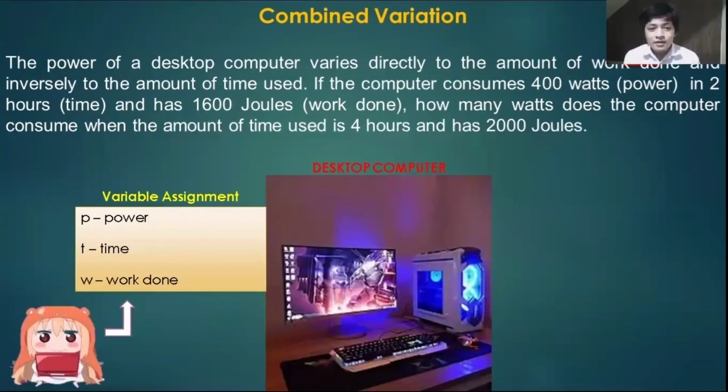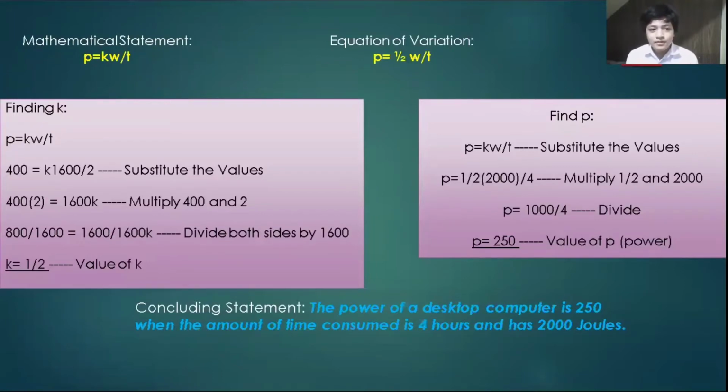Combined variation. The power of a desktop computer varies directly to the amount of work and inversely to the amount of time used. If the computer consumes 400 watts of power in 2 hours and has 1,600 joules, which is the work done, how many watts does the computer consume when the amount of time used is 4 hours and has 2,000 joules? So its variable assignment is: P is power, T is time, and W is work. Mathematical statement: P equals KW over T.